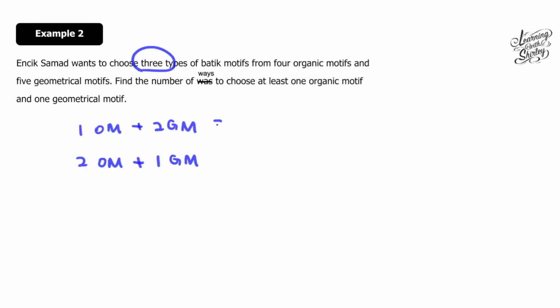And if it's 2 organic motifs, then it will be 1 geometrical motif. So for 1 organic motif plus 2 geometrical motifs, we have 4 organic motifs, so it'll be 4C1, and then times 5 geometrical motifs, so 5C2. As for 2 organic motifs, it will be 4C2 times 5C1. And then we add them together.